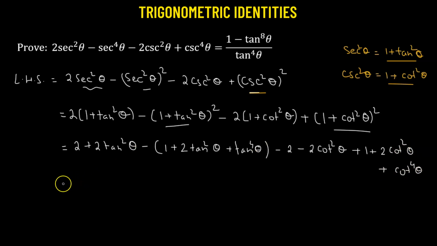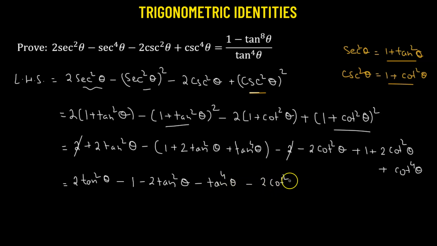Right. So let's further simplify this. So here we can cancel out this 2 and this particular 2. So we have 2 times tangent squared theta minus 1 minus 2 times tangent squared theta minus tangent theta whole raised to the power of 4. Then we have negative 2 times cotangent squared theta plus 1 plus 2 times cotangent squared theta plus cotangent theta raised to the power of 4.